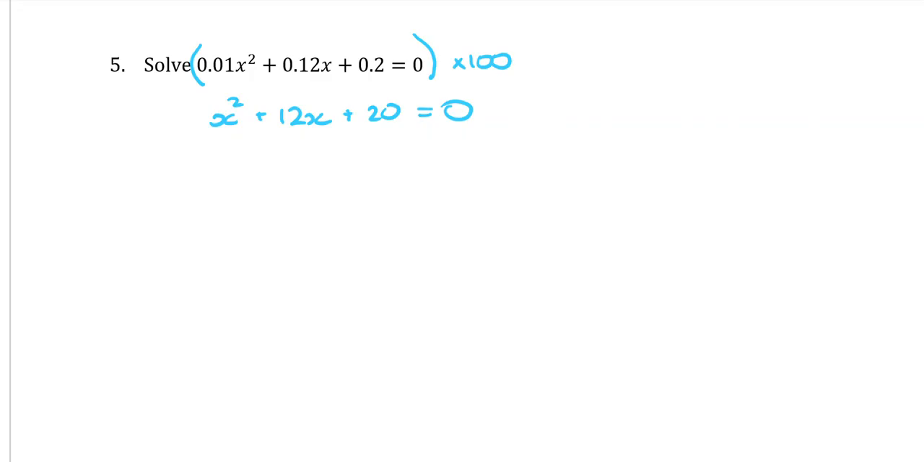Now all the nasty decimals are gone, I can factorise this as normal. What times to give 20 and adds to give 12? That would be a 10 and a 2. Then using null factor, I get x is equal to negative 10, or x is equal to negative 2.